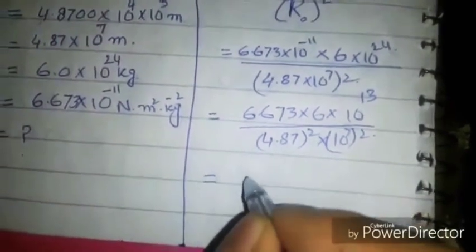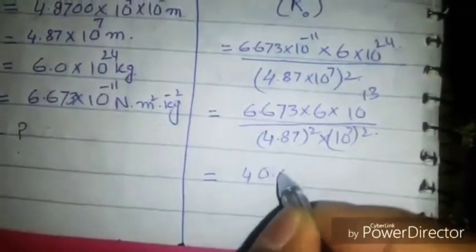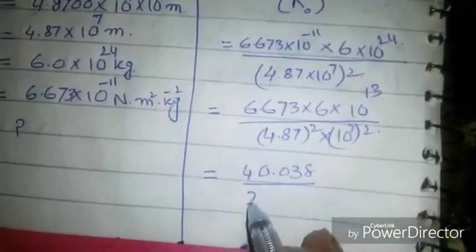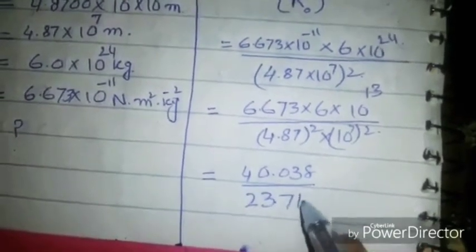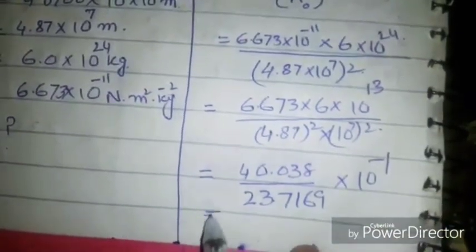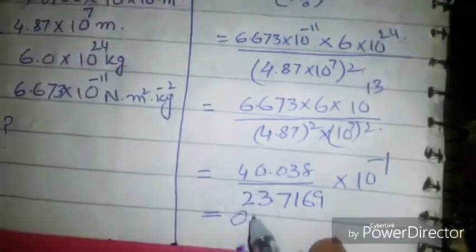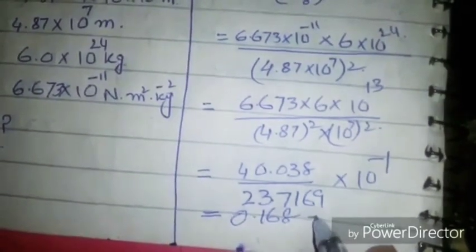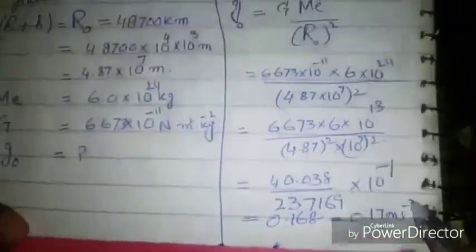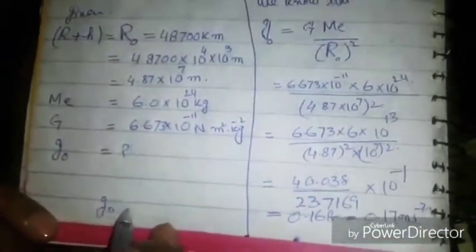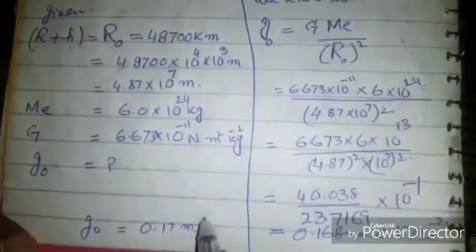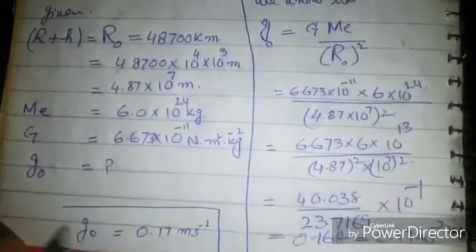which is equal to 0.038 over 23.7169 into 10 raised power minus 1, which is equal to 0.168, or we can write it as 0.17 meter per second per second. So G naught is equal to 0.17 meter per second square, which is the required answer we have to calculate.